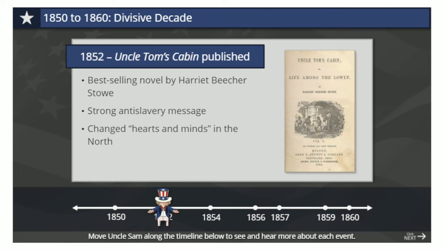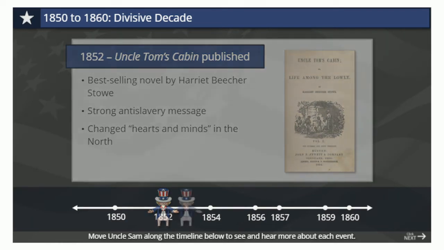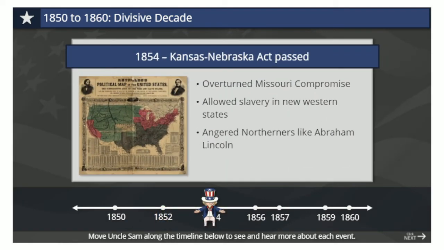1852. Uncle Tom's Cabin was a best-selling novel written by Harriet Beecher Stowe. It was an emotional story with a strong anti-slavery message, and it changed the hearts and minds of Northerners who read it. Many readers finished the book believing as never before that slavery was an evil practice. 1854. The Kansas-Nebraska Act overturned an old law known as the Missouri Compromise, which had kept slavery out of much of the West.